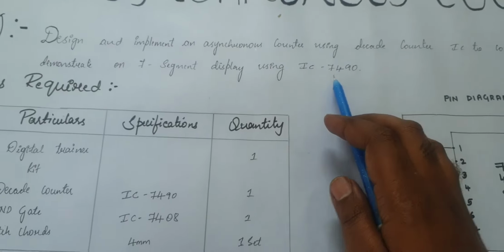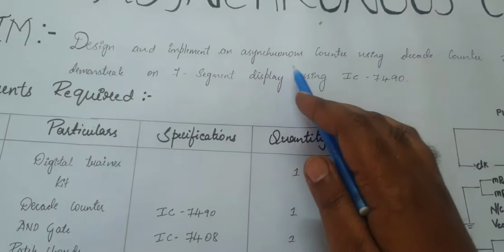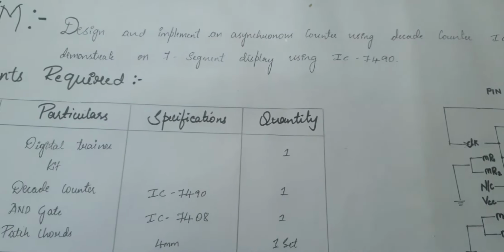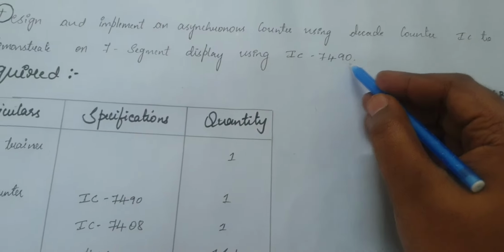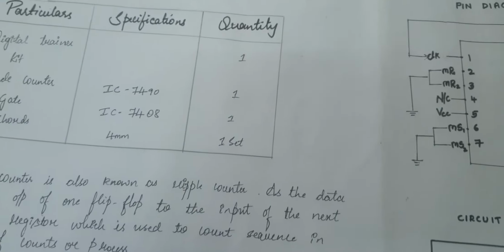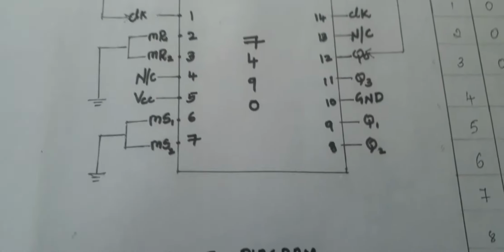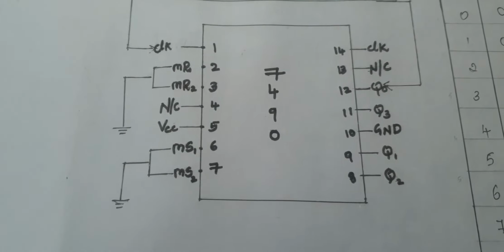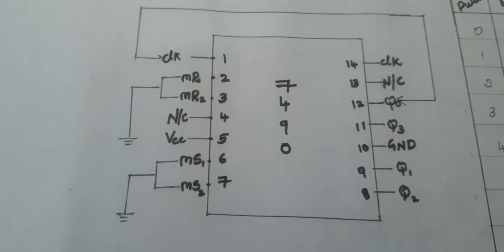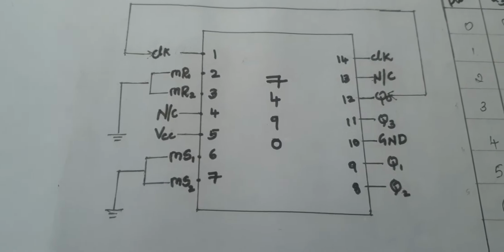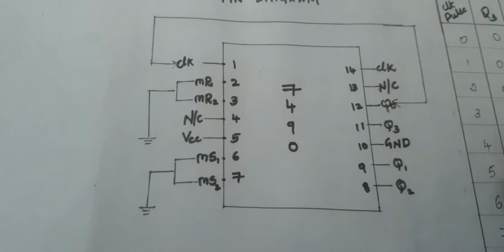So here you have to see two important things. One is you need to design an asynchronous counter, so from 0 to n any numbers using the IC, that is 7490. So 7490 is an IC which we call a decade counter IC. Using this particular IC, we'll be designing any asynchronous counter from 0 to n, where we can count from 0 to 9, so up to 9 counters.